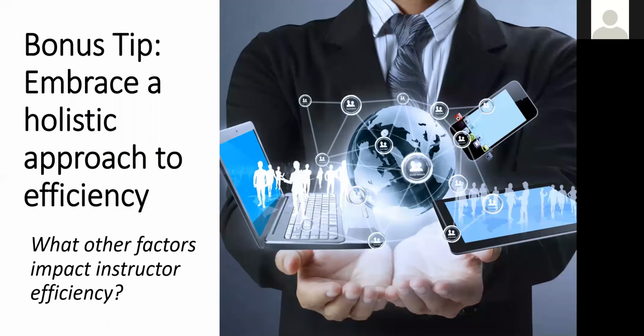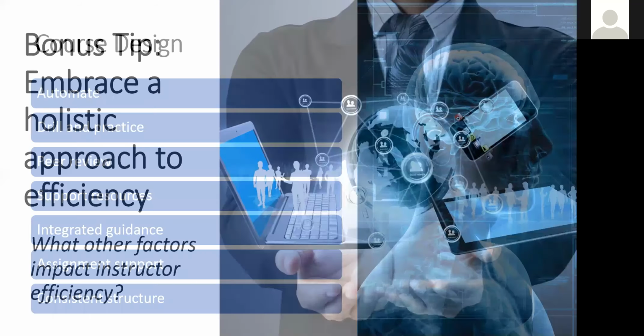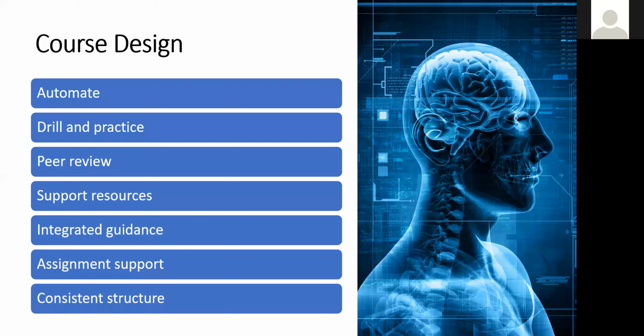We have to be holistic. We can't just look at this as an end product. And so you should also go back and think about, what can I automate in my course? How can I bring in drill and practice? How can I adjust the assignment so that there's some peer review?